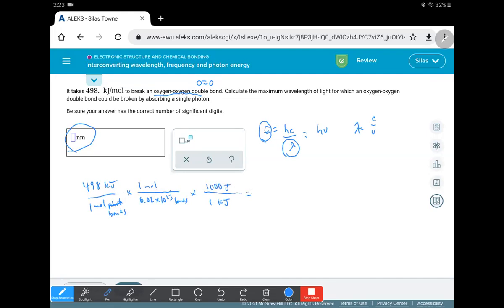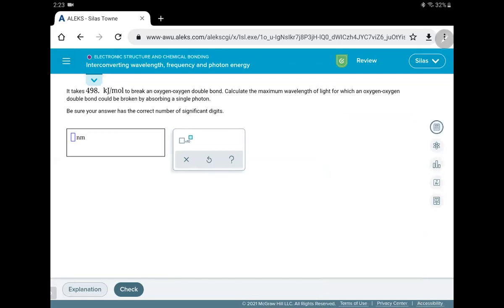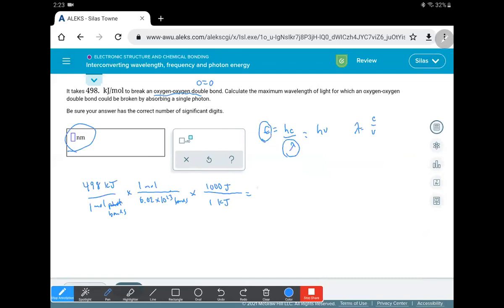I'm going to use my EE button. I'll show it on my calculator here. So we got 498 divided by 6.02. Here's my E button. And then I'm going to times that by 1,000. So I got 8.2724 times 10 to the minus 19th joules. That's to break one double bond.